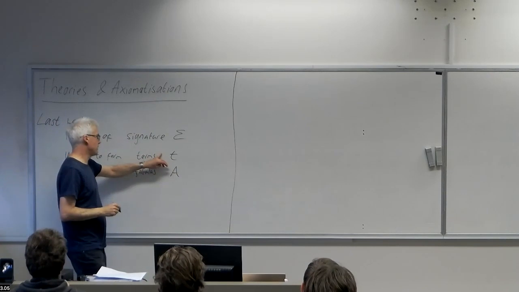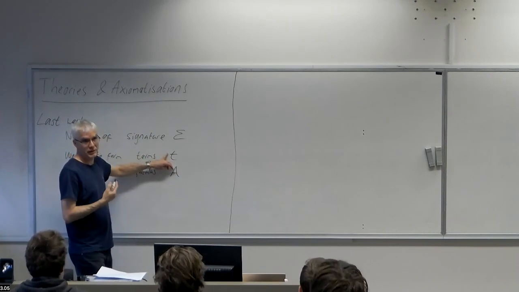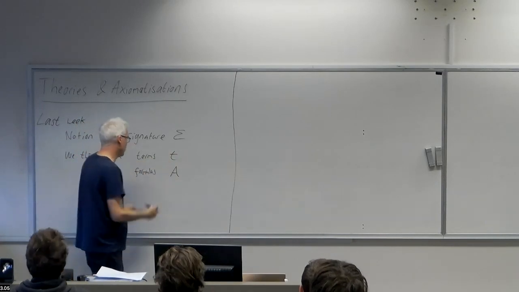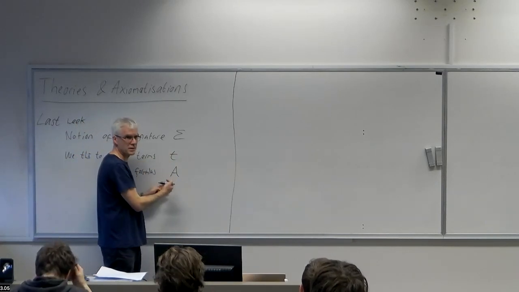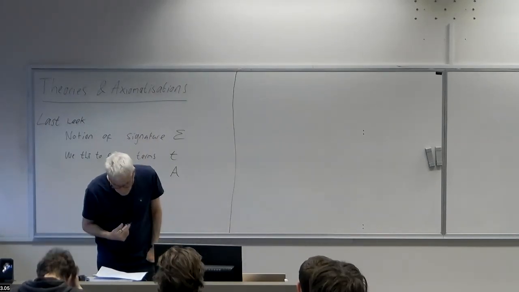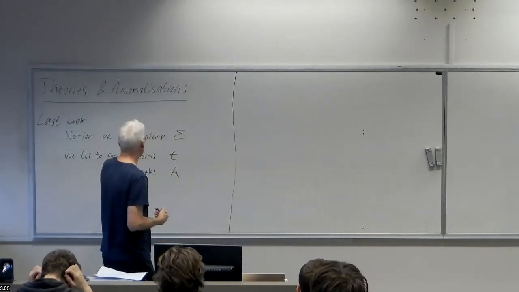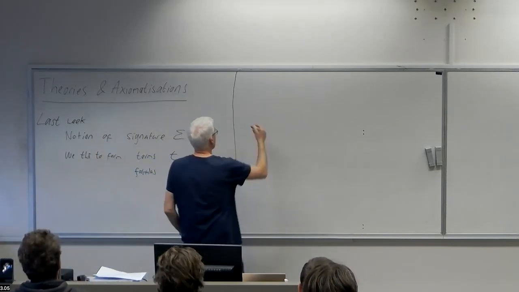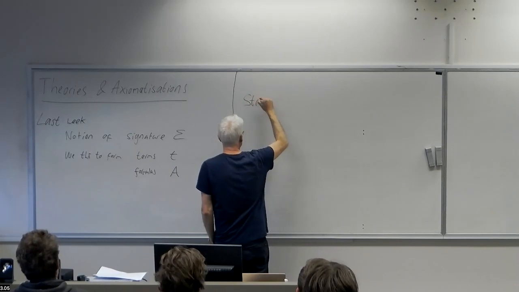And we remember that the terms t, the idea of them is they represent elements of a mathematical structure, and the formulas A express properties of a mathematical structure. So what's a mathematical structure? Well, that depends on the signature. So also last week we had the notion of structure for a signature.